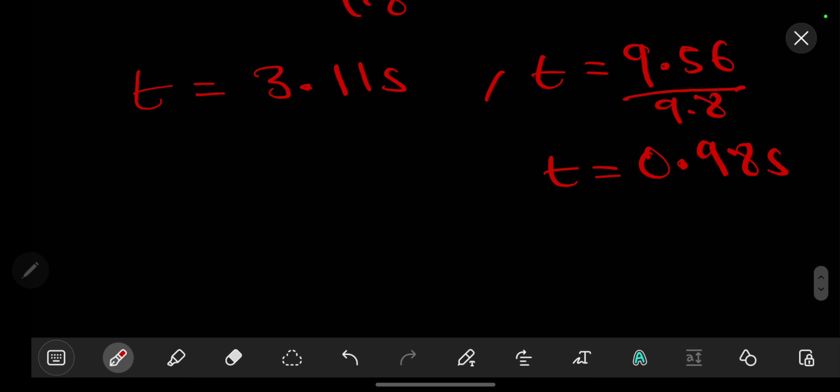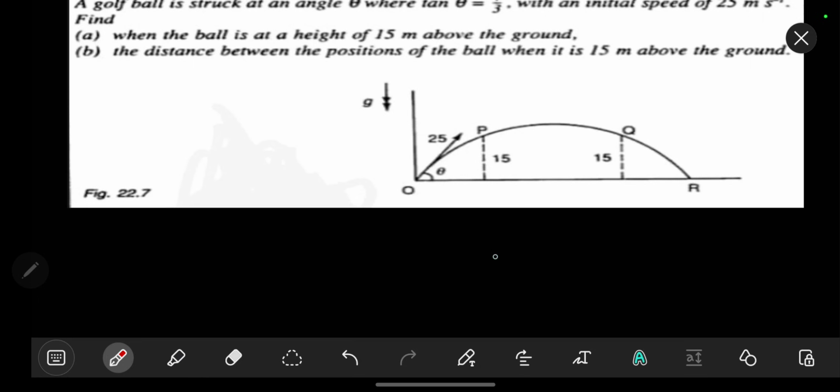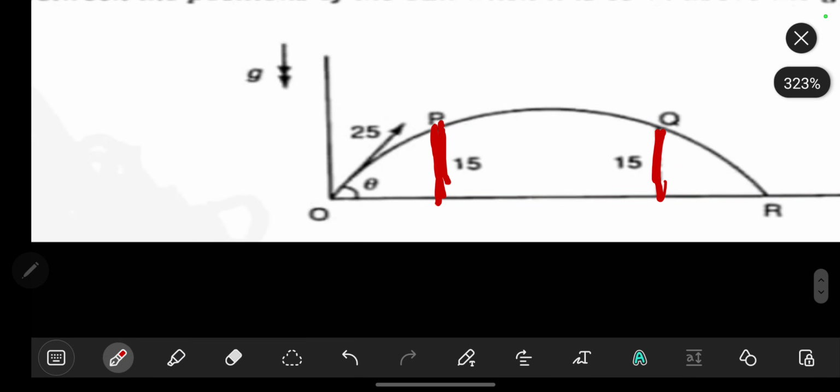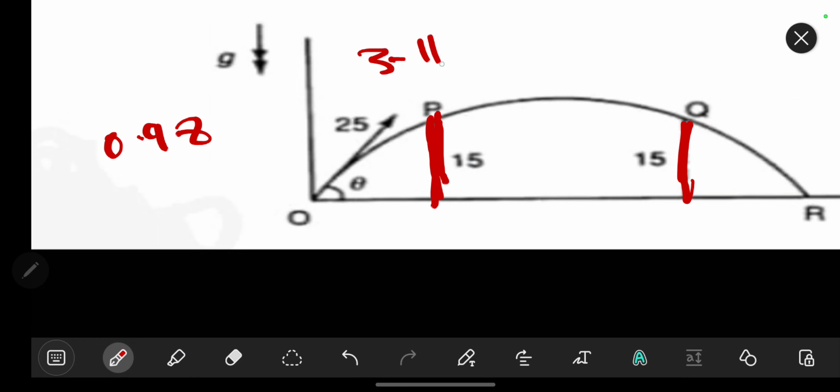So now, as we can see, we have found 2 times. The times that we have found are such that we have the point P and we have the point Q, like that. For the point P, what we are going to say is, let me zoom it a bit, that we have 2 times, 0.98 and then 3.11 seconds. So we are going to take 0.98 seconds.